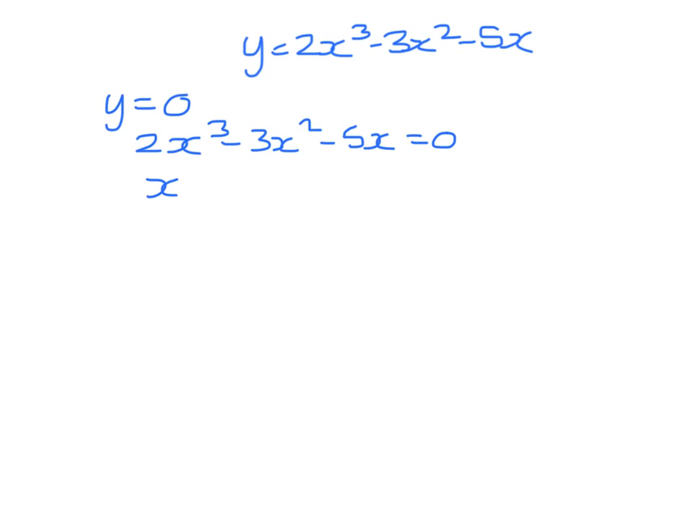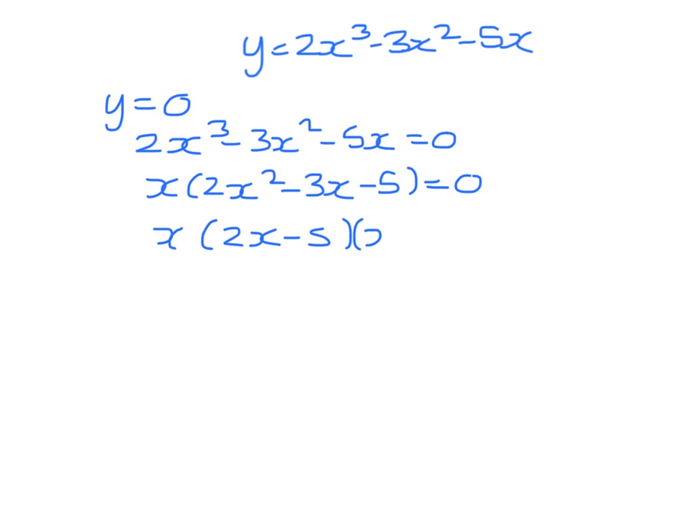So if I factorise, first of all I'm going to take out a common factor of x, and then I'm going to factorise the quadratic. That gives me 3 points: x equals 0, x equals 5 over 2, and x equals minus 1.